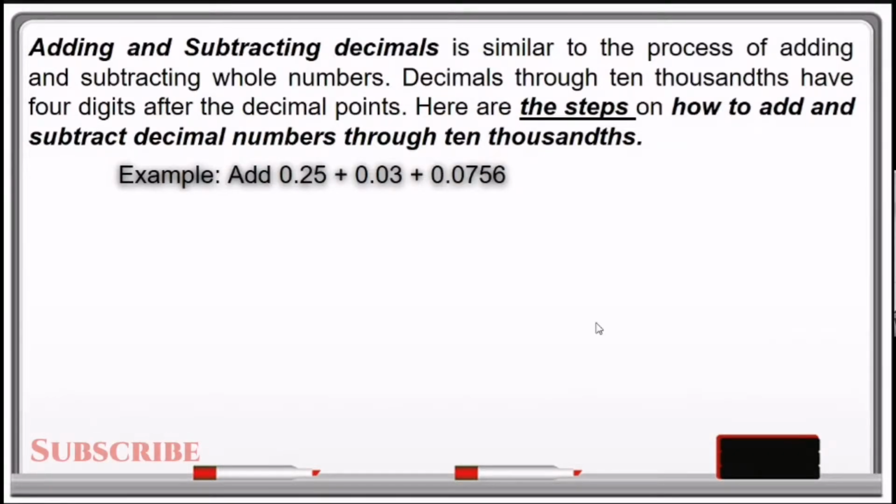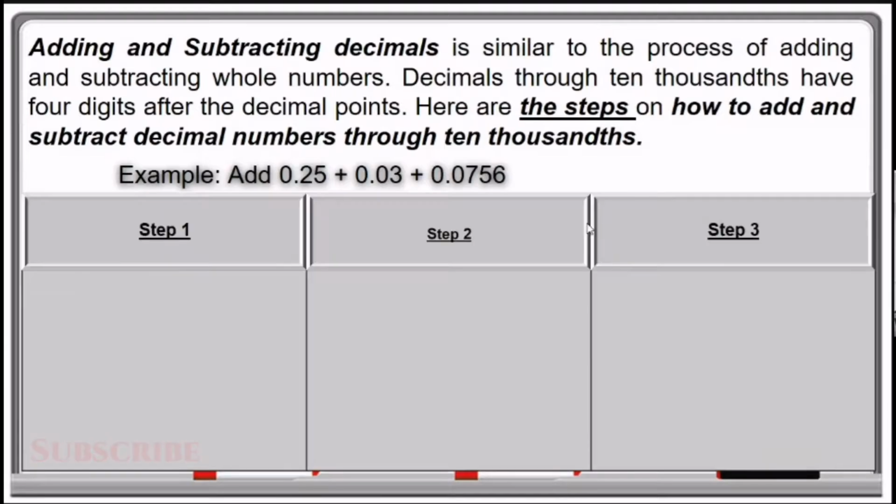For example, add 0.25 plus 0.03 plus 0.0756. If you notice, the last number is in the 10,000s. Why? Because it has 4 digits after the decimal point. So, here are the steps in adding or subtracting decimal numbers that have 4 digits after the decimal point.